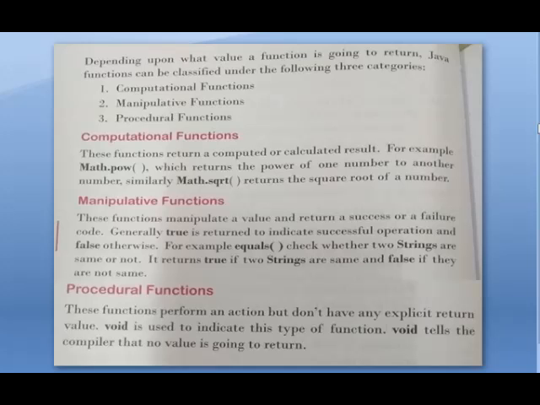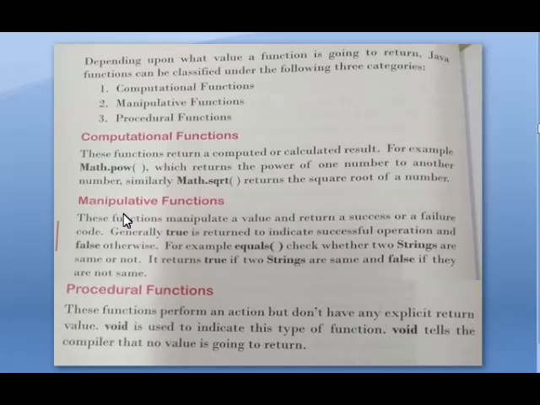Depending upon what value a function is going to return, Java functions can be classified under the following three categories. The first one is computational functions, the second one is manipulative functions, and the third one is procedural functions. The first one, computational functions: these functions return a computed or calculated result. For example, Math.pow of. This function is used to find the power of any number, which returns the power of one number to another number. Similarly, Math.sqrt of. This function is used to find the square root of a number, and returns the square root of a number.